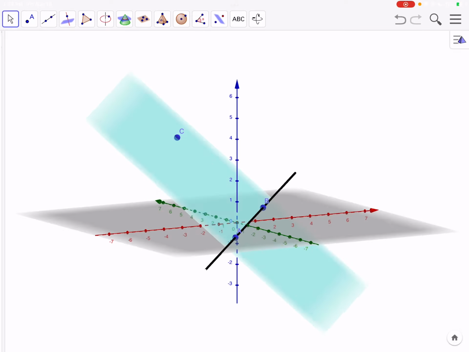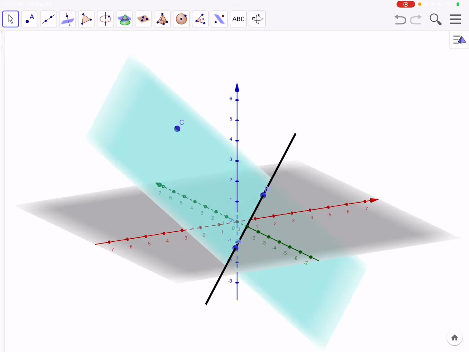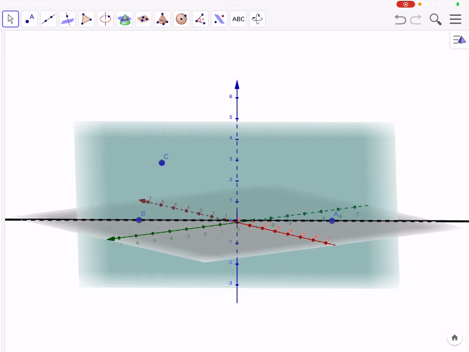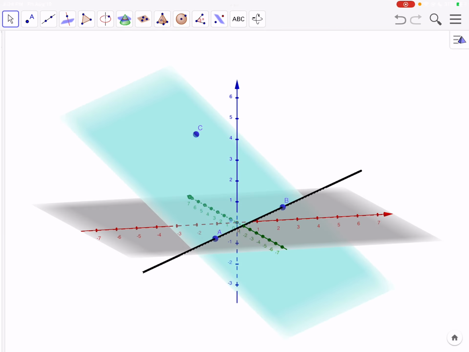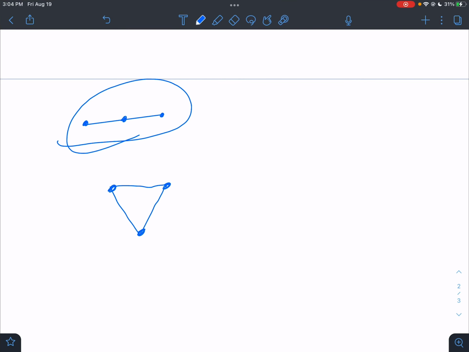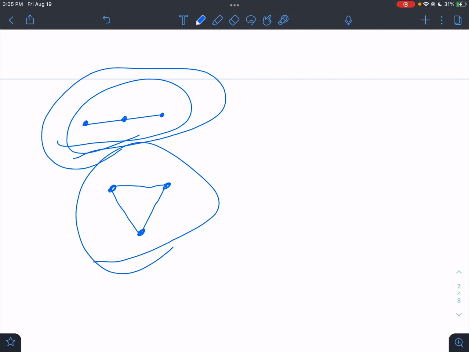So we've talked about a little bit here. A, B, and C are non-collinear. You cannot connect A to B to C with a line. A, B, and C are coplanar. Can you connect 3 points with a plane? Yes, you can. So going back to what we said before, there's two choices. You can draw 3 points in a line or draw 3 points in a triangle. How many planes hit those 3 points?